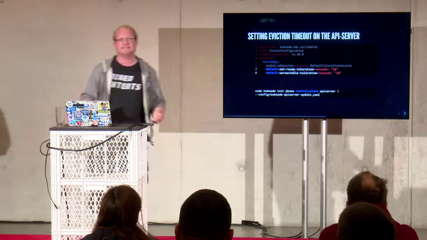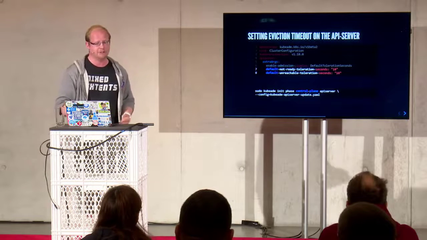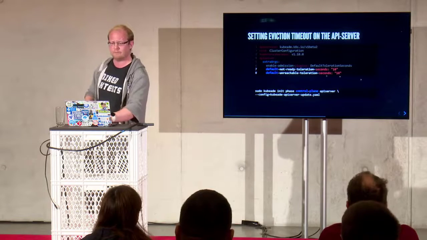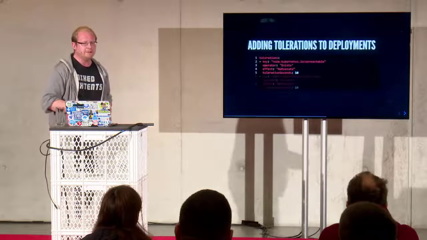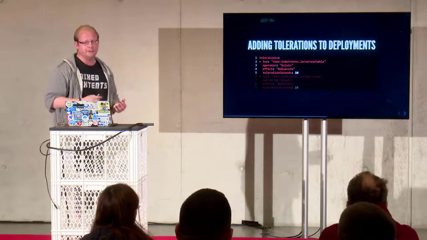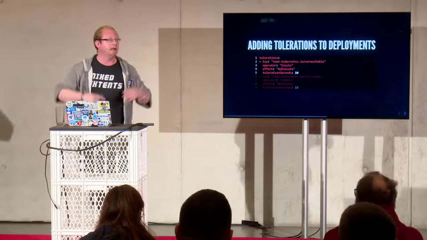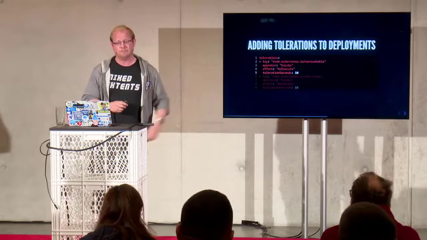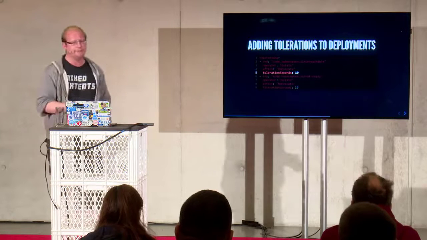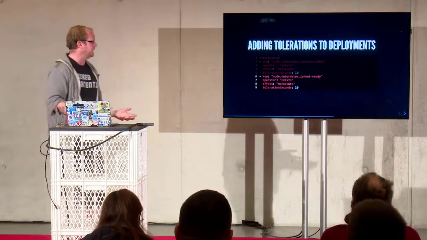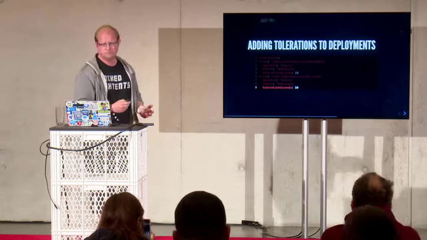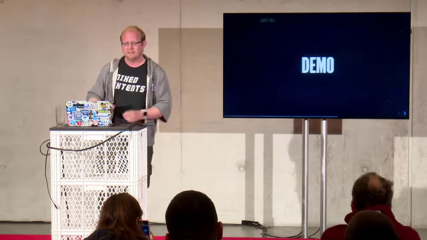But the example I'm using, we're in AKS, Azure Kubernetes Service, a managed service. We don't have access to our API server. So what we need to do is actually add the toleration into the deployments. And we can just add these in to our deployment.yaml when we apply it, giving it 10 seconds for unreachable and 10 seconds for not ready. So let's go and see the difference.